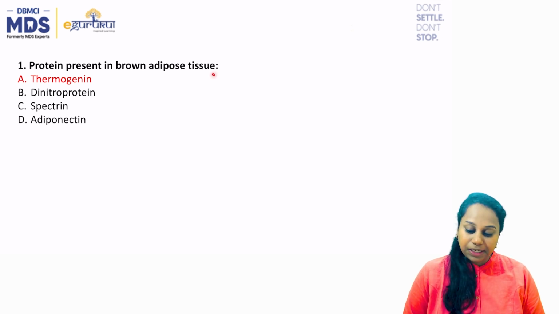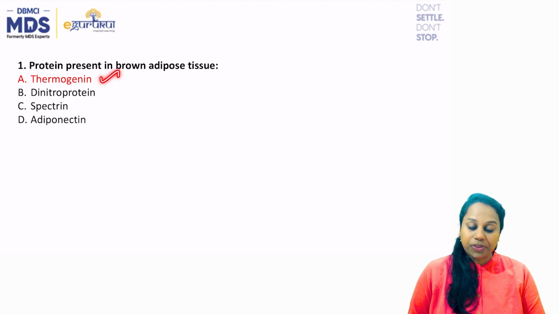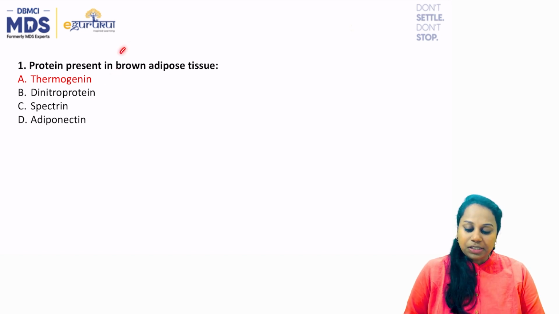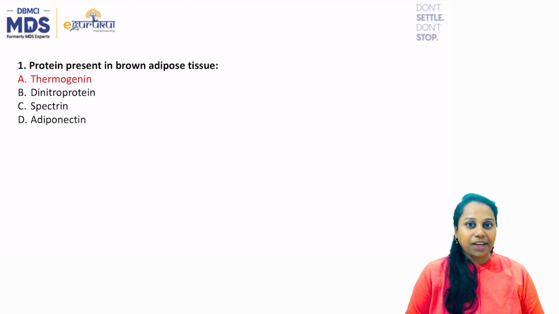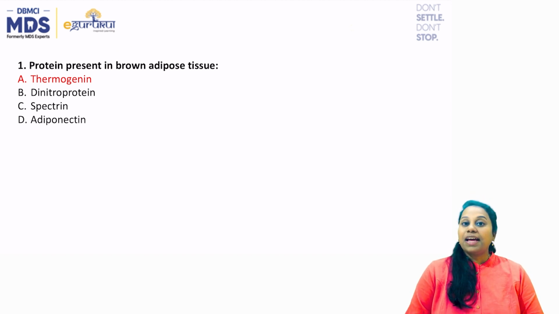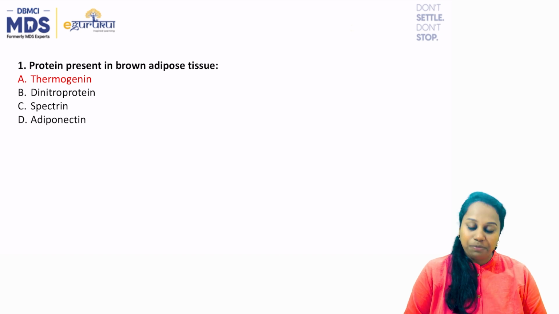The protein present in brown adipose tissue. The answer to this question is thermogenin. What is this brown adipose tissue? Brown fat. It is a special type of fat present in infants and it has a high rate of metabolism. And that is why it can produce plenty of heat. It is a mechanism of heat production in babies.